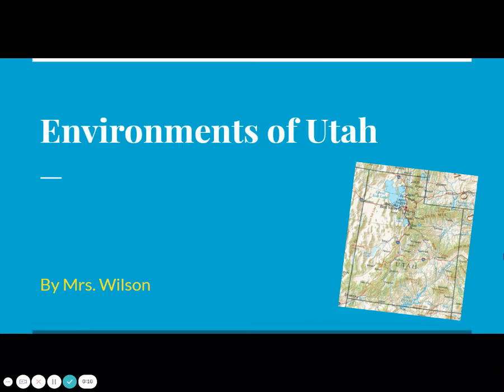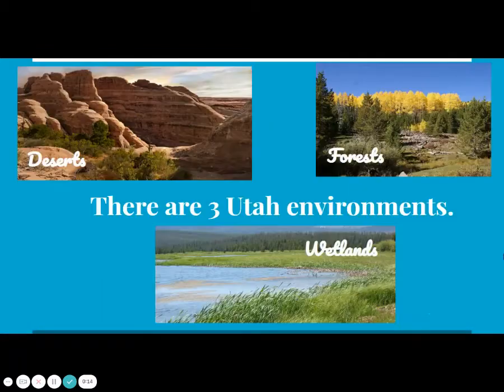The vast, beautiful state of Utah is covered by three different environments. These environments are deserts, wetlands, and forests. Depending on where in Utah you are, you could be in any of these three environments. These three environments are what make Utah the incredible state that it is.